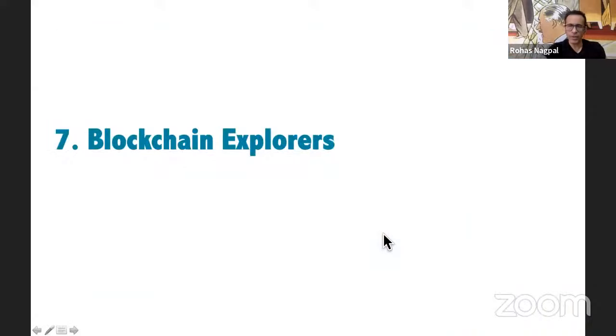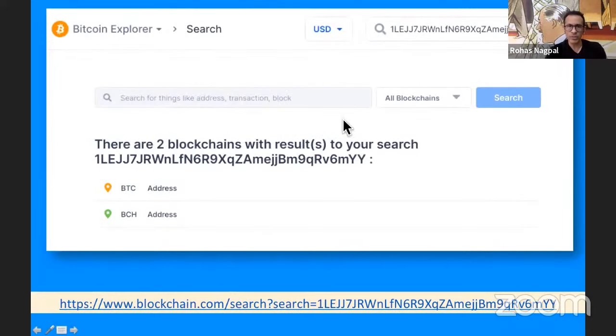Then let's briefly look at blockchain explorers. A blockchain explorer makes it easy for someone to just go and see all the transactions happening on a blockchain. So let's take an example. Let's say I have put this address in the Bitcoin blockchain explorer. Now, suddenly it says there are two blockchains with this. And you're wondering why? This is a Bitcoin address.